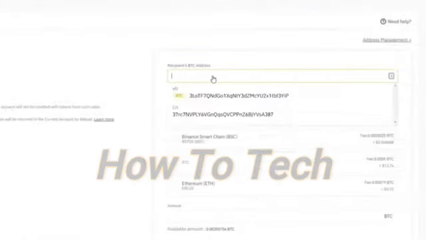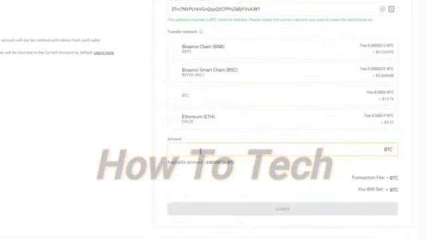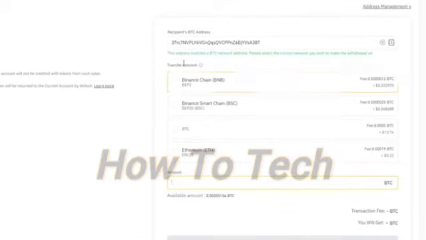So here I'm just going to put my BTC address, for example. I can put this on it, and now it's showing me the transfer network, right? And these are the different types of network that are available, and I want to use the main BTC network, and it's showing me the fee here, that it's $13.